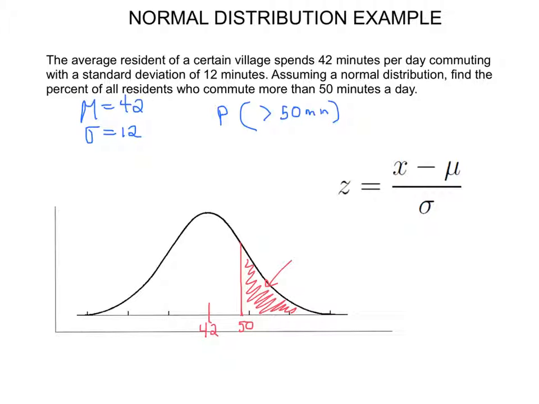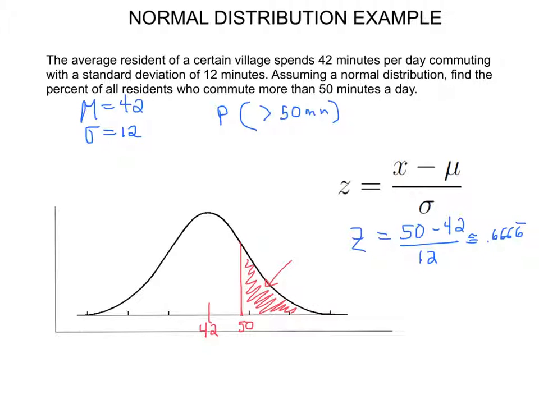Next, we're going to need to find our z-score, because remember, we can only find the area under the curve if we know what the z-score is. So in our particular example, we have z equals x, which is 50, minus 42, divided by 12, which gives me approximately 0.6666 bar.